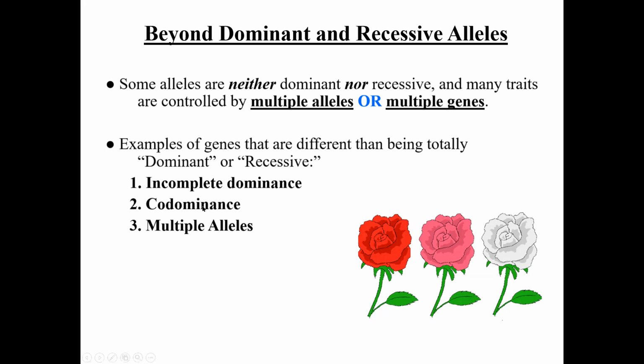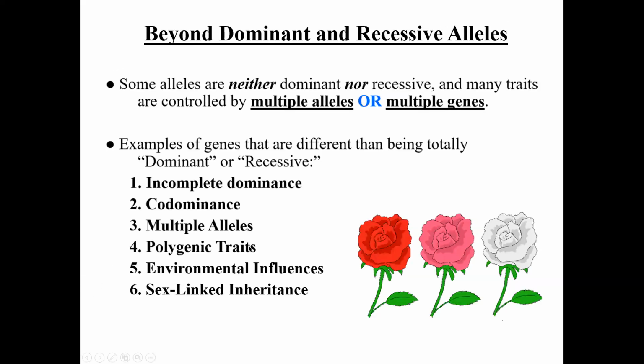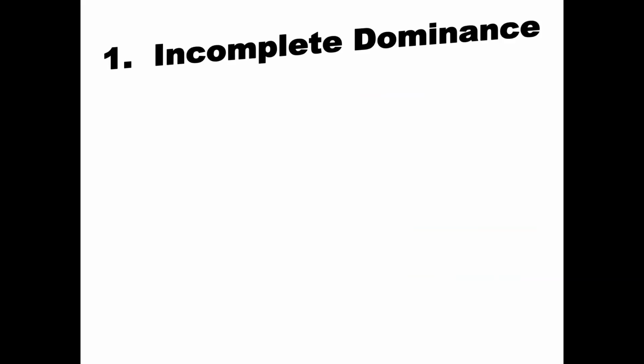Now, we're going to have to learn about incomplete dominance, codominance, as well as multiple alleles. Remember now, these are not Mendelian. So we can call them non-Mendelian genetics, okay? So all six of these are non-Mendelian genetics. So let's start with incomplete dominance.